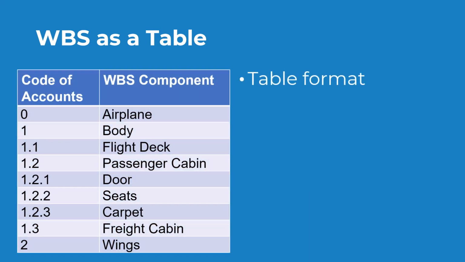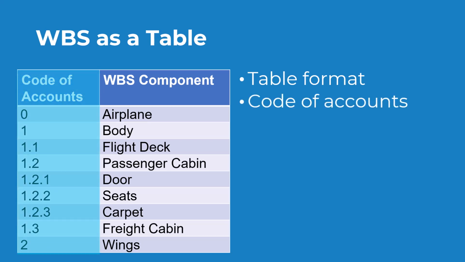It is quite normal to show the WBS graphically as in our airplane example, but it doesn't have to be. It can just as well be in a table format. Each line of the table would then represent one component of the work breakdown structure. To make it easier to see which level each component belongs to, we use a numbering system, and that is called the code of accounts.